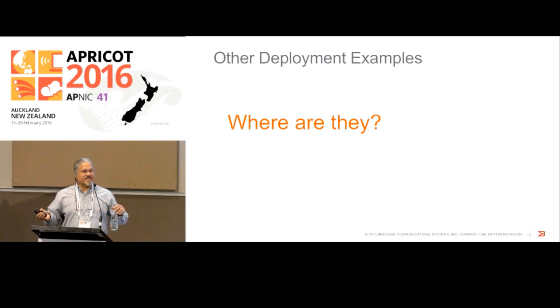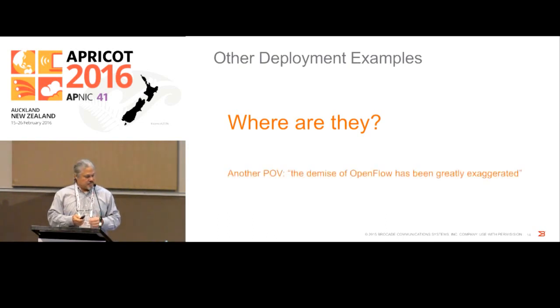Where are they? That's the question, right? OpenFlow has been around for 5 years. There's like a handful of examples. Interestingly enough, the title of my talk was going to be, is OpenFlow dead? But Dave nixed that. He didn't like that title. Because a lot of people are like, well, OpenFlow has been around for so long. Okay, there's Google, there's Internet 2, there's a few other small use cases, but why isn't it deployed? Is it dying? Is it dead? Another point of view: the demise of OpenFlow has been greatly exaggerated.